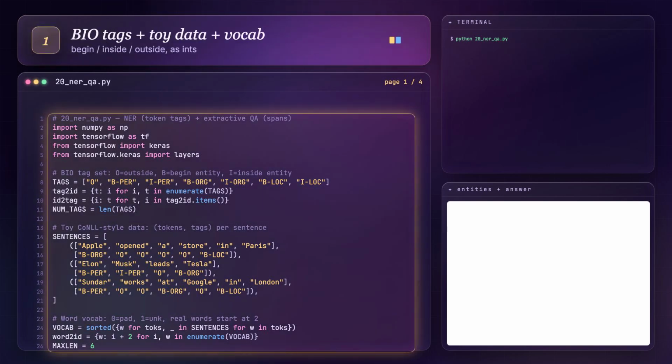First the data and the tag set. We define our BIO tags, O, B-PER, B-ORG, B-LOC and their inside variants, and map each to an integer. Then a couple of toy training sentences already split into tokens, each token paired with its tag ID. This is the CoNLL format in miniature, words in one column, labels in another.